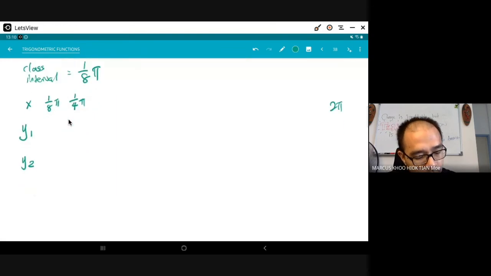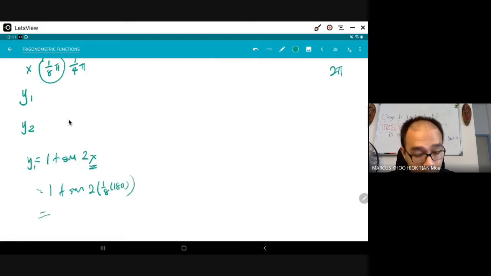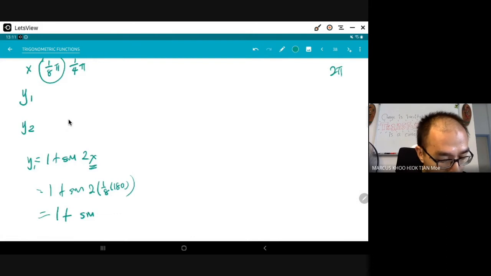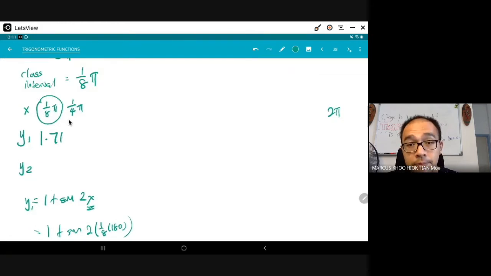Okay, how do I calculate? y equals 1 plus sine 2x. So if our x is 1 over 8 pi, as I said just now, you change the pi to 180 degrees. So this will be 1 plus sine 2 times 1 over 8 times 180 degrees, because in the calculator we use degrees. So 1 plus sine, how much is 2 times 1 over 8 times 180? You get 45. So this will give you 1.71 lah. So you get 1.71.